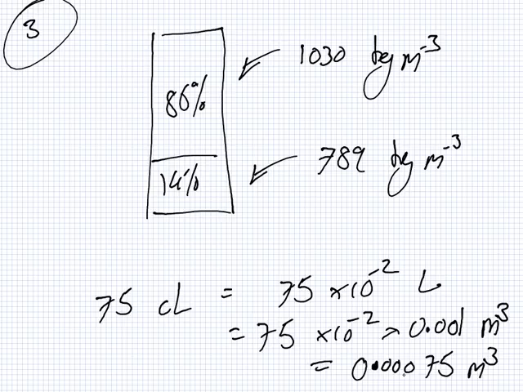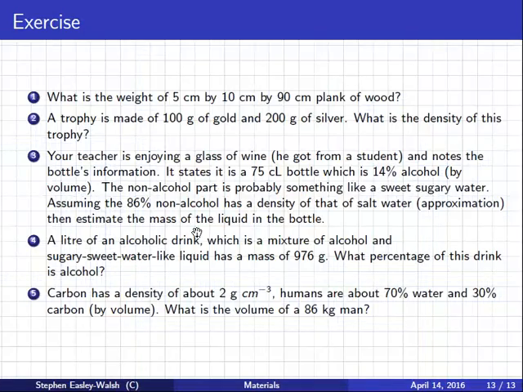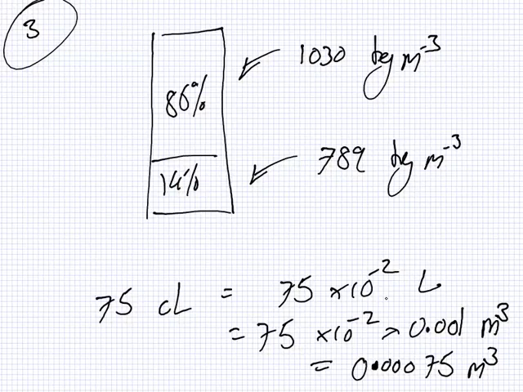Well, I can, because I tell you this is 14%. So, if I take 14% of that number, this would be 0.000105 meters cubed, and the other one is 86%. That's 0.000645. I got 14% of this number. Yeah? Times 0.14? Mm-hmm.